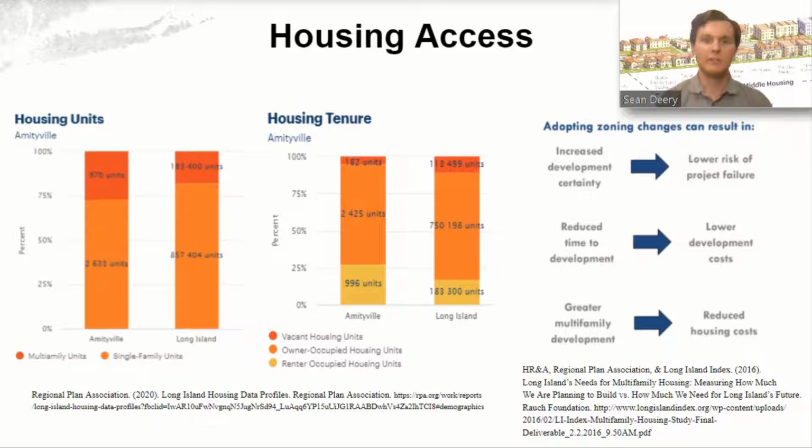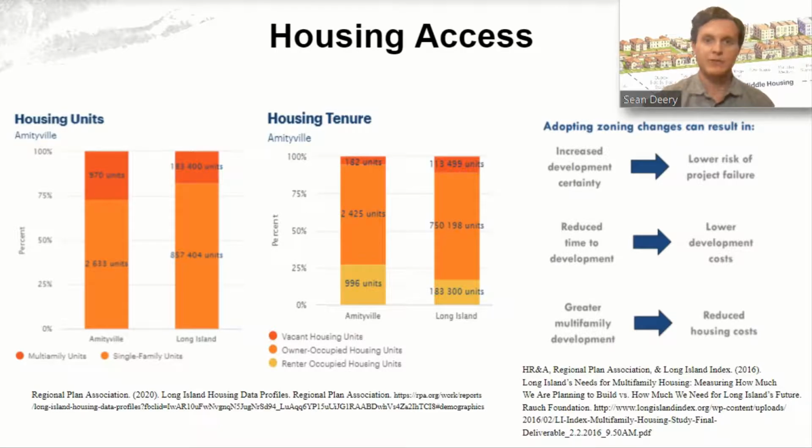Essentially, missing middle zoning will increase development certainty, reduce the time to add new housing stock, and raise Long Island's ratio of multifamily housing to reflect the housing demand that other regions have started to provide. It will also result in a lower risk of project failure, lower development costs, and a lower housing cost.